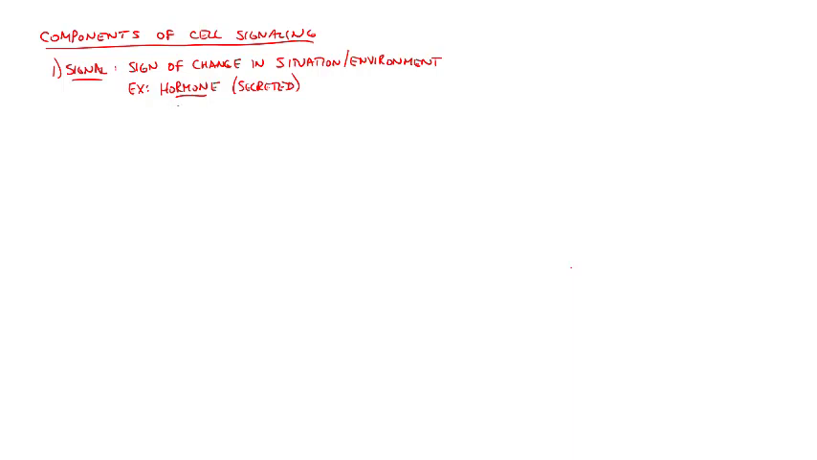Another example of a signal would be, especially in the nervous system, a change in the membrane potential across a lipid bilayer. That can serve as a signal as well. How does that take place? How does the change in potential across the membrane occur? By change in concentration of certain ions on one side.